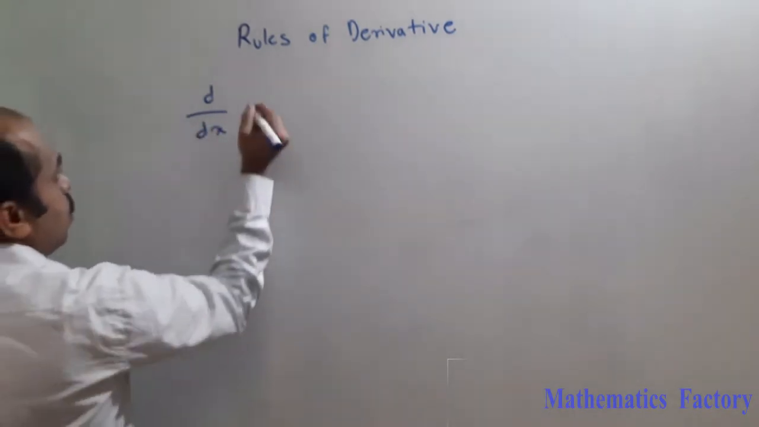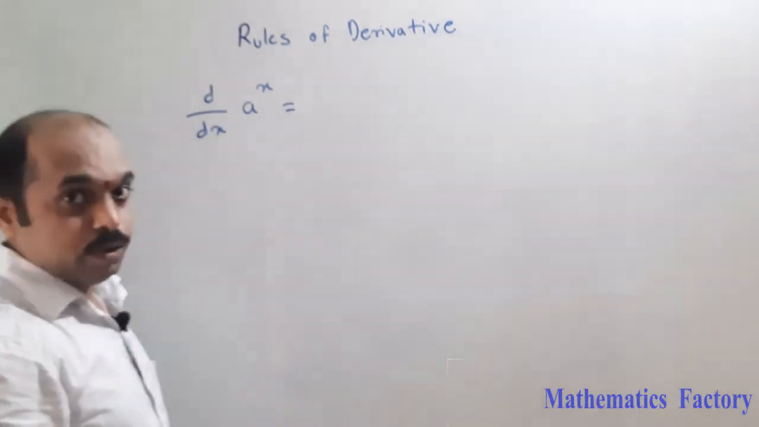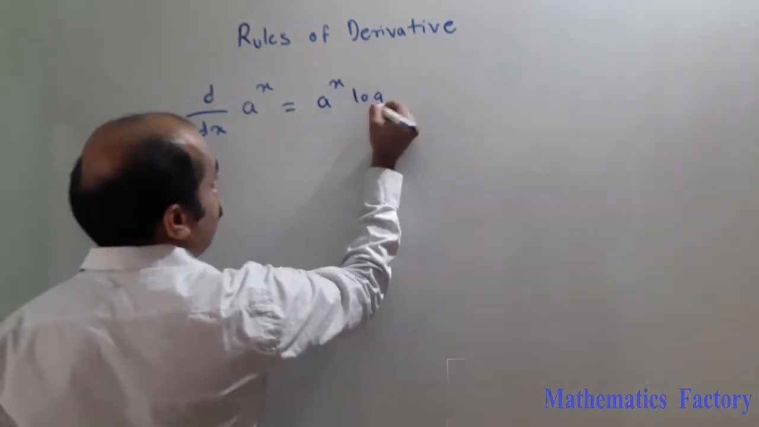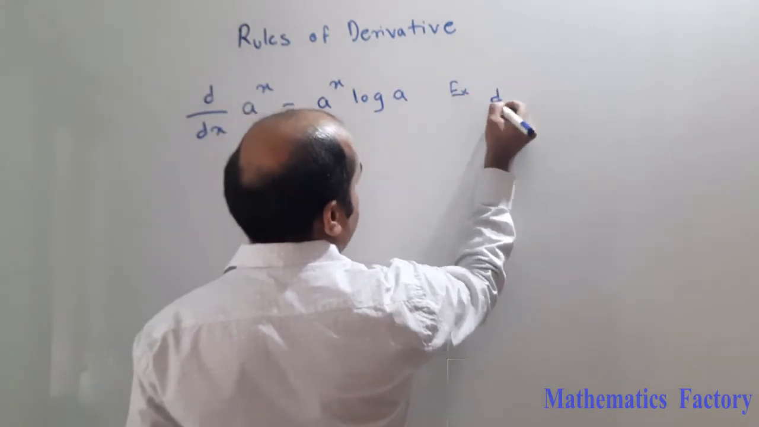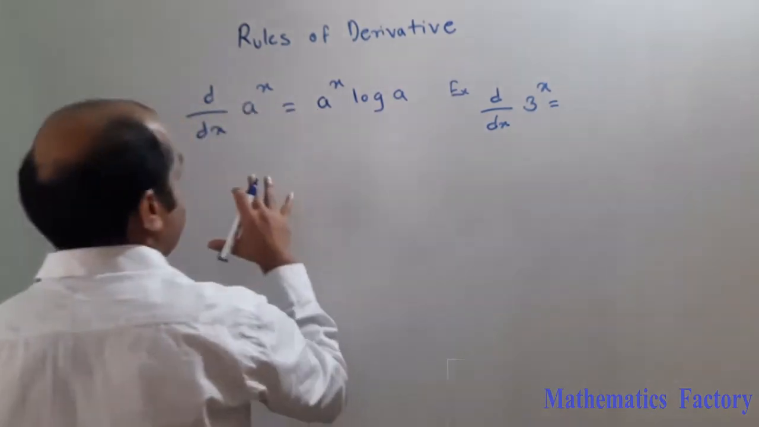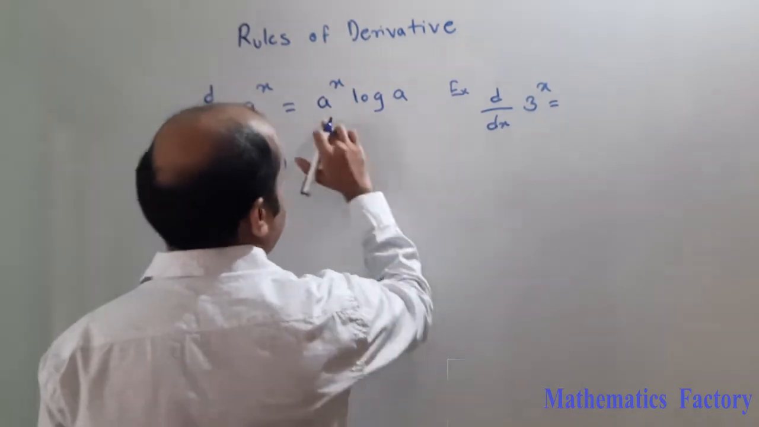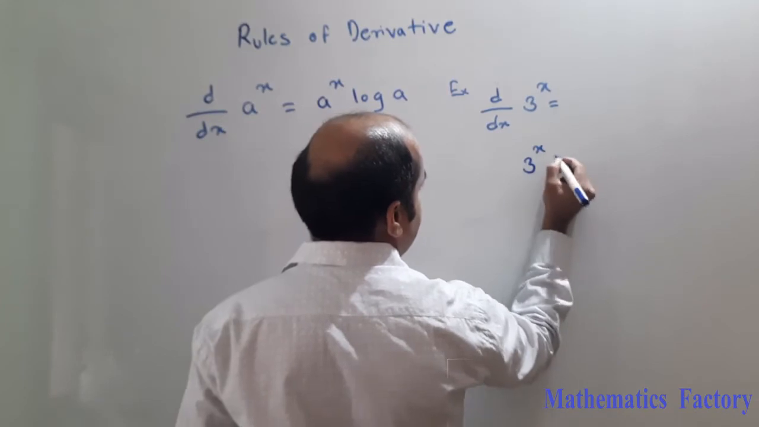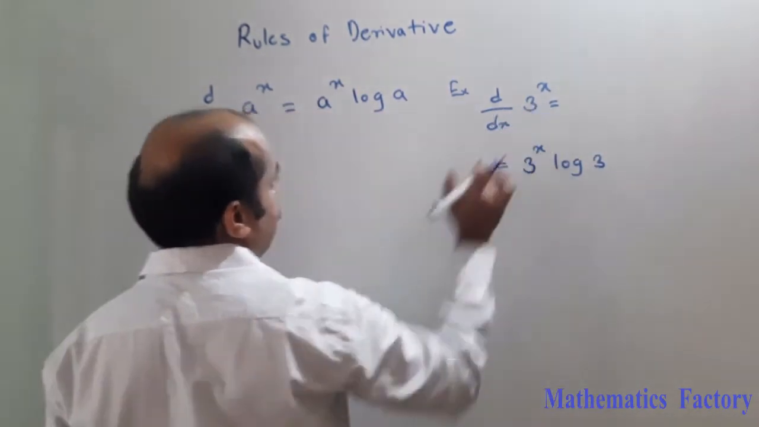Now next is derivative of a raised to x. Okay, so what is the formula for derivative of a raised to x? It is a raised to x into log of a. We will take one example. If you want to find the derivative of 3 raised to x, how can you find it by using this formula? So here in our example a value is 3. So derivative of 3 raised to x is 3 raised to x as it is into log of 3. This is derivative of 3 raised to x.